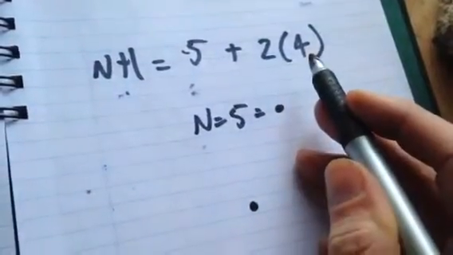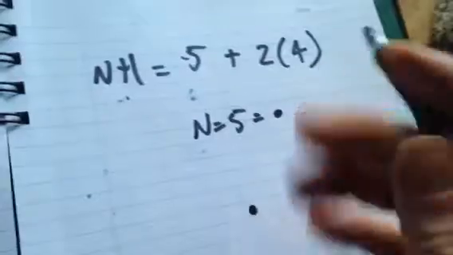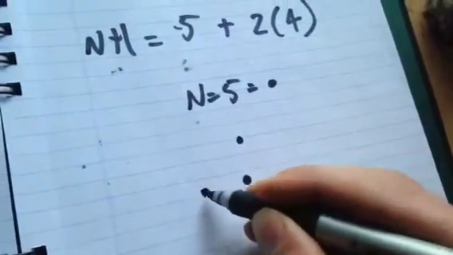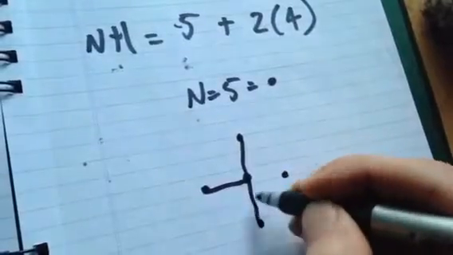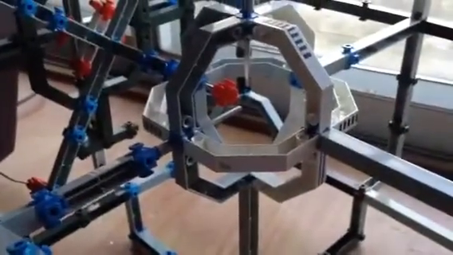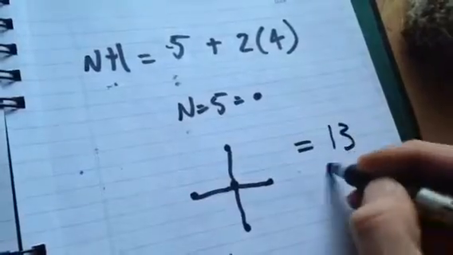Now, 2 times 4 means that you're going to have 4 what? Dots or lines? I think it's both. So you're going to be given 4 dots and 4 lines. 4 segments, okay? What does that create? That creates one plane of heaven. Oh yeah, and by the way, that equals 13.